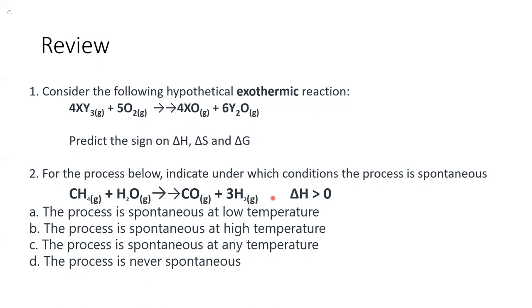So if we want delta G to be negative, if we want this process to be spontaneous, the entropy part of that Gibbs free energy equation has to be larger than the enthalpy value. So A, B, C, or D, what conditions would make that process spontaneous? Yes, B. If we have a high temperature, T delta S will be larger than delta H. And if T delta S is larger than delta H, delta G will be a negative value. Okay, questions on those? Because there's kind of math, but it's much more conceptual. We feel okay?